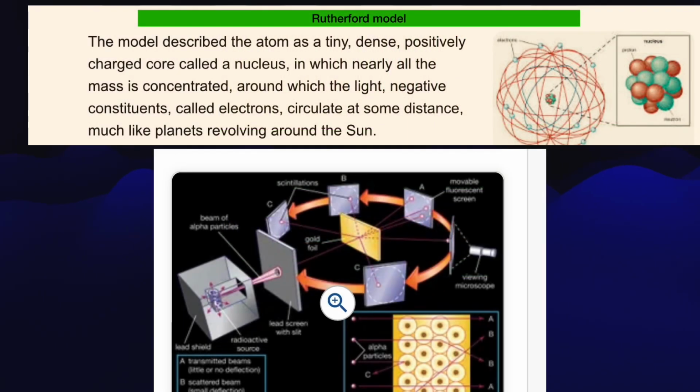So starting from Rutherford's atomic model, he described the atom as a tiny, dense and positively charged core called the nucleus, and around which negatively charged particles circulate at some distance, like planets revolve around the sun.